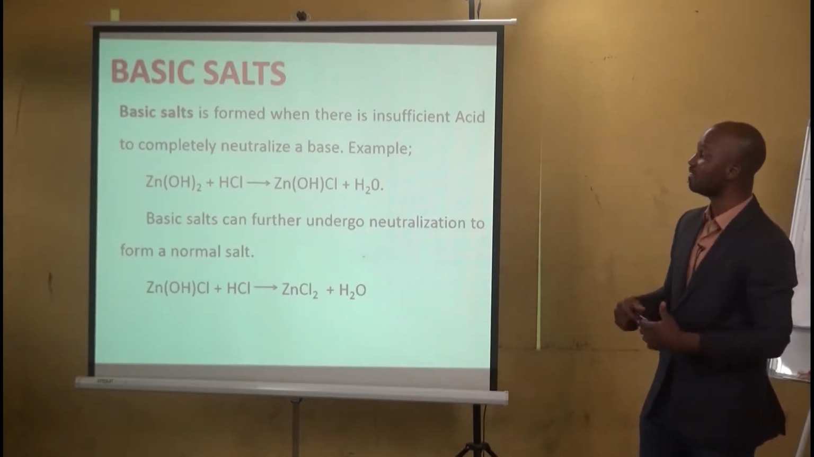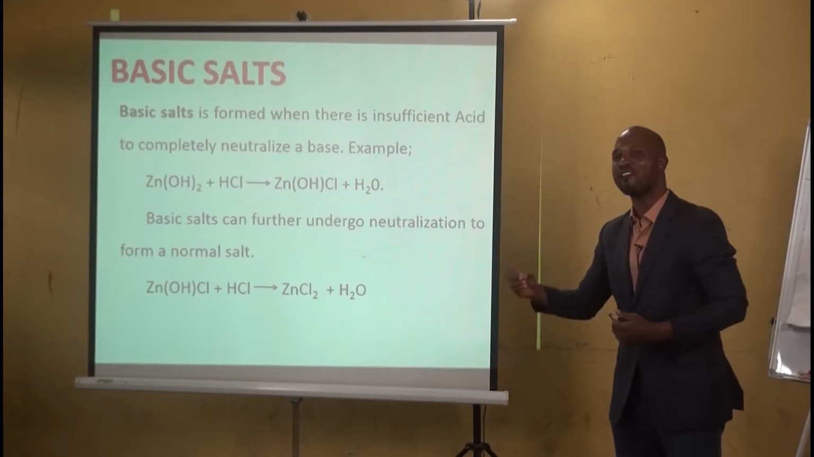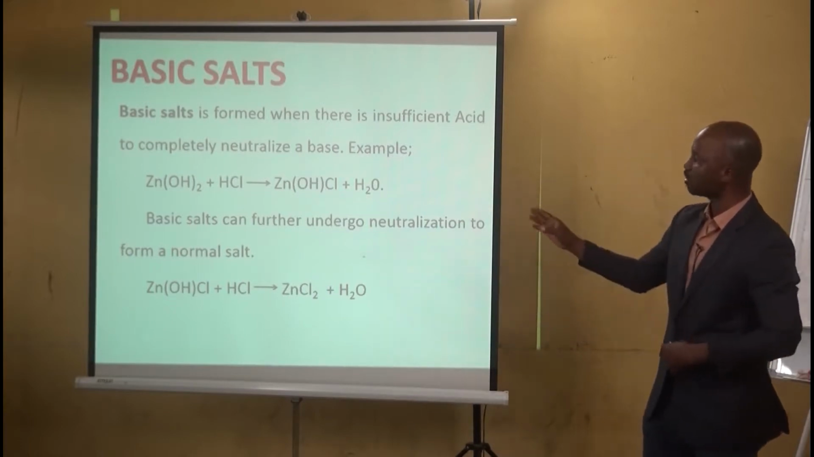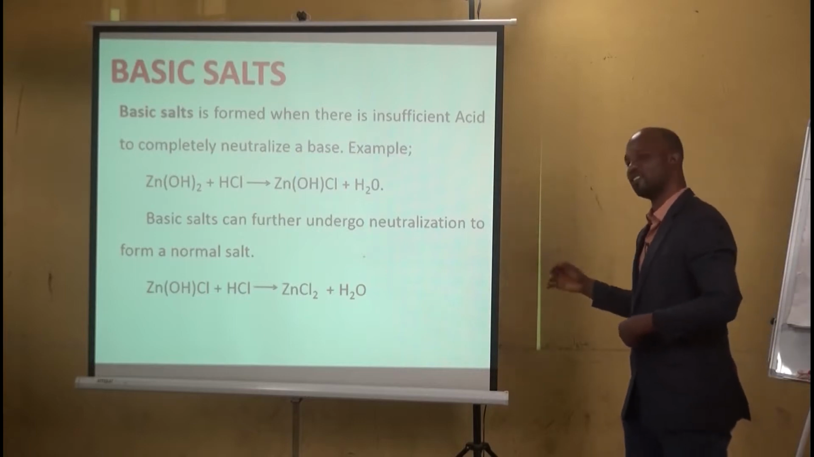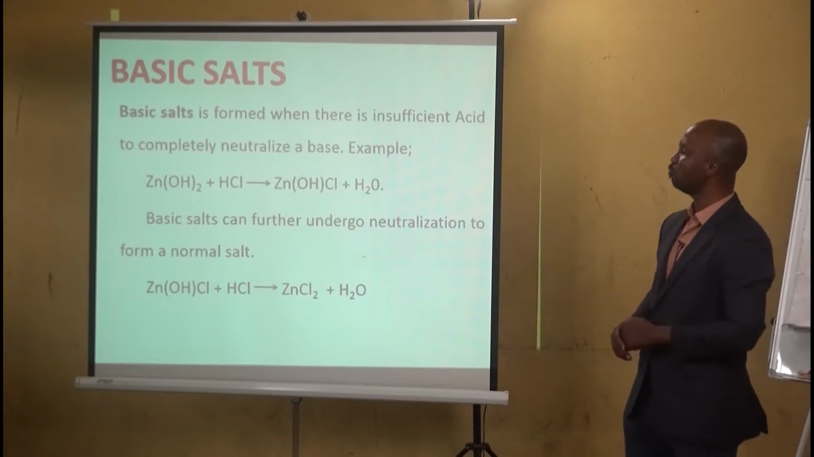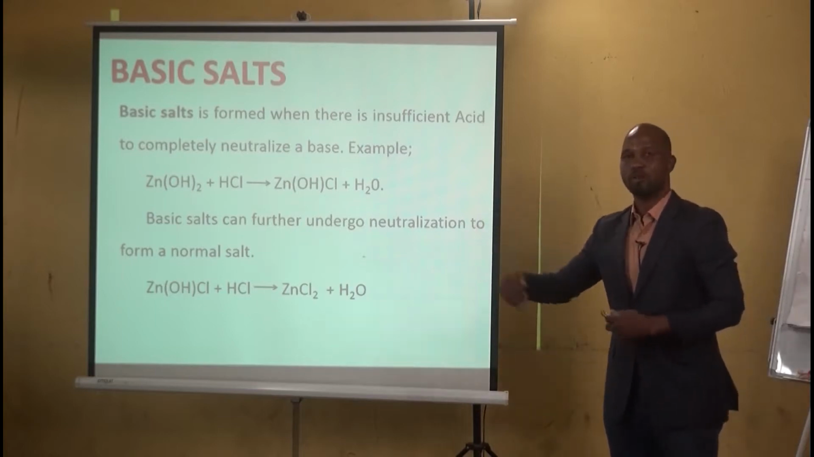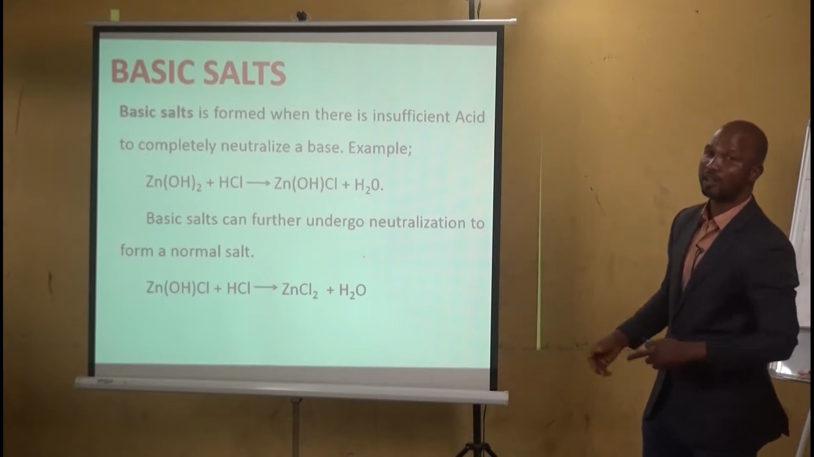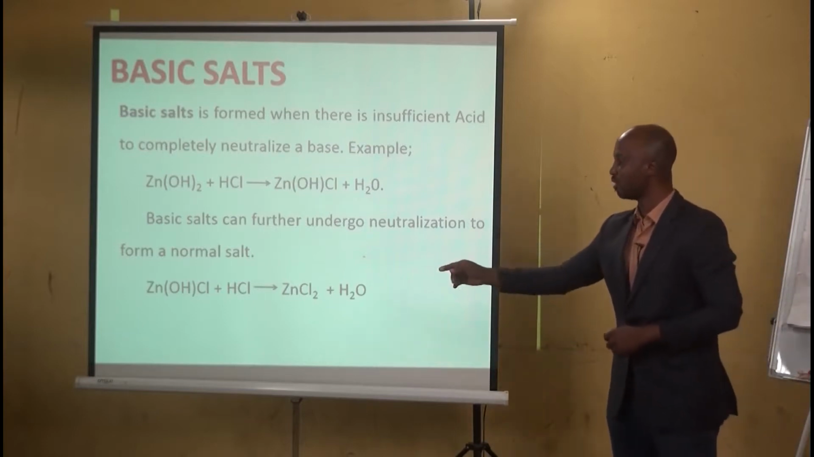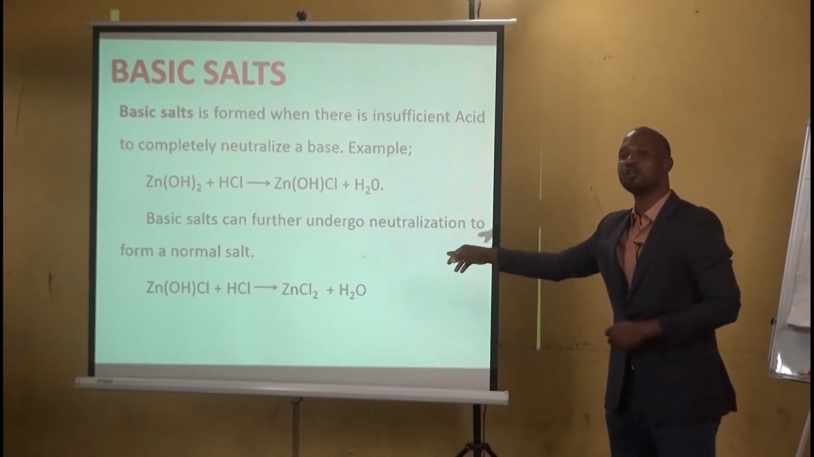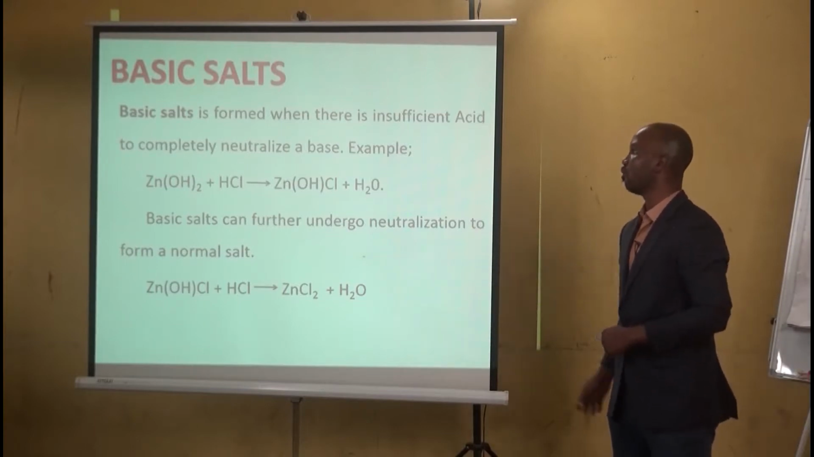It makes it a basic salt, meaning that that salt still has a quality of base in it. Now, the basic salt can further undergo neutralization to give you a normal salt, meaning that if you add more acid to the reaction, more acid will lead to the formation of a normal salt. So that zinc hydroxide chloride plus hydrochloric acid gives you zinc chloride, which is a normal salt, plus water.